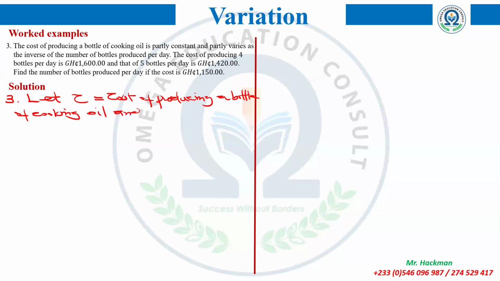And your other letter, let's see the other quantity. And partly varies as the inverse of the number of bottles produced. So you are dealing with another quantity, which will be the number of bottles produced per day. So I will use small n for that. So n will be equal to the number of bottles produced per day. Is my point well made?